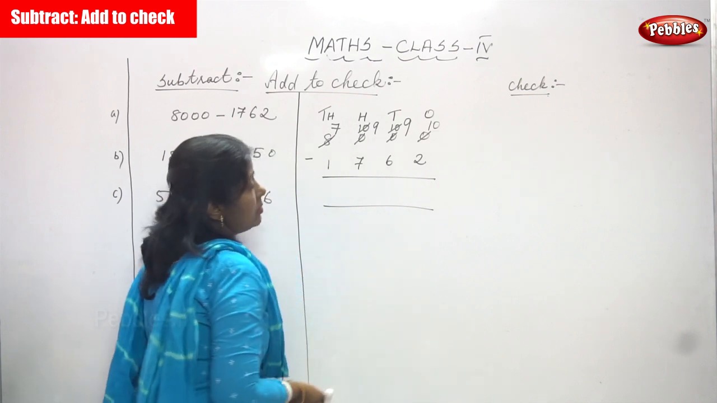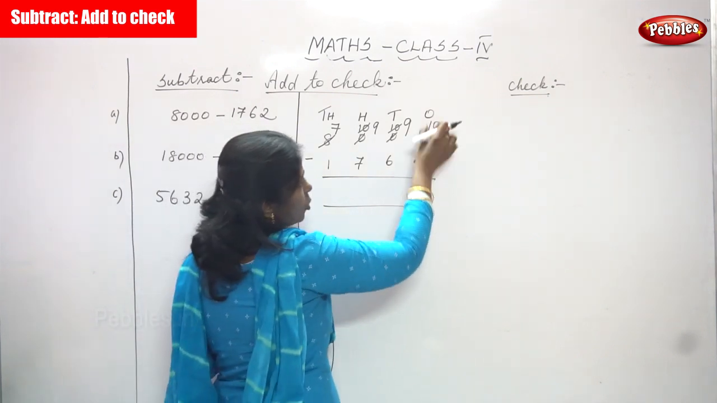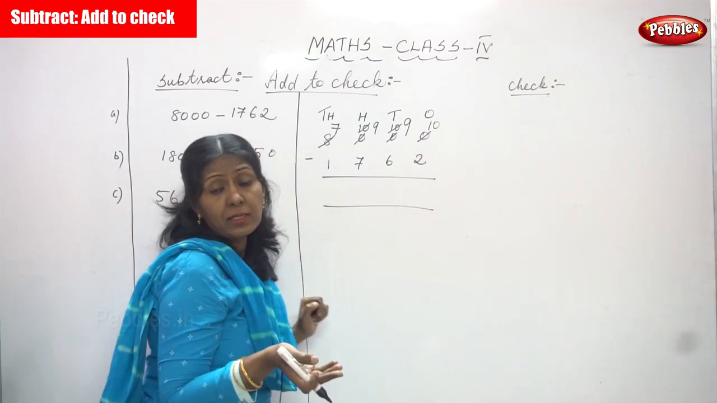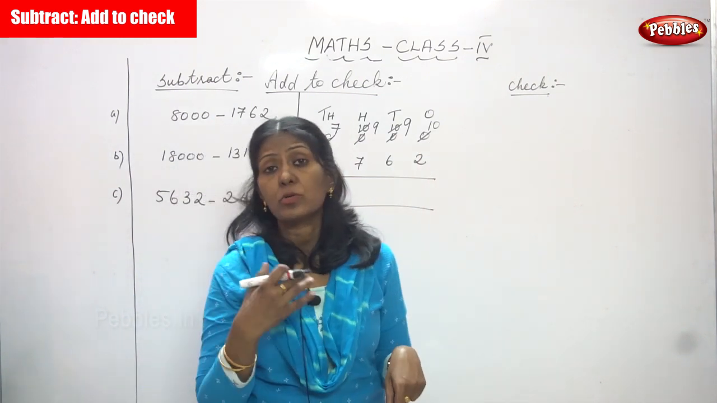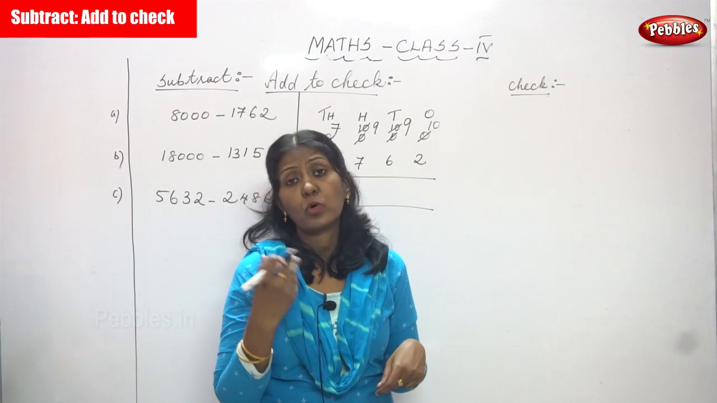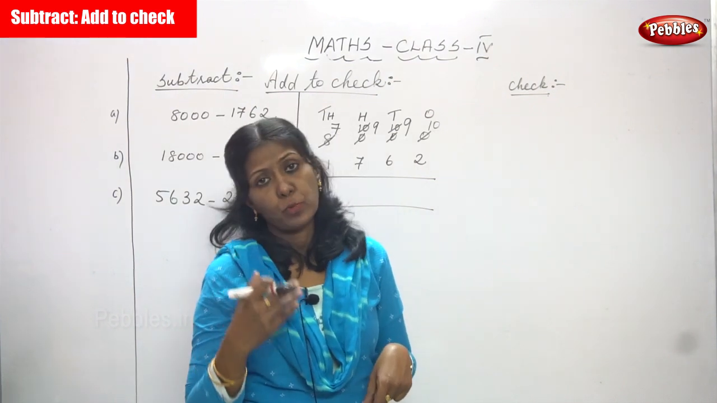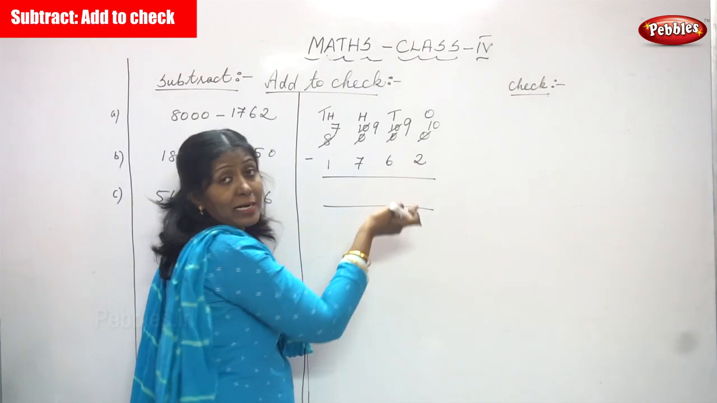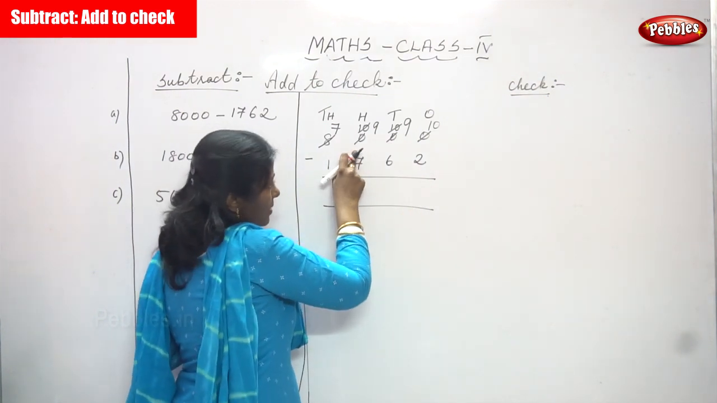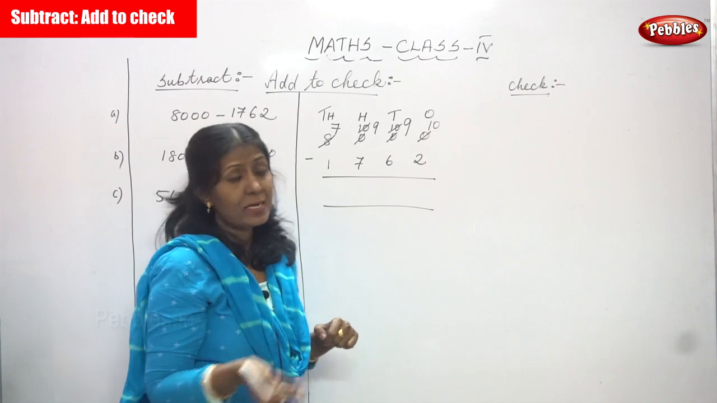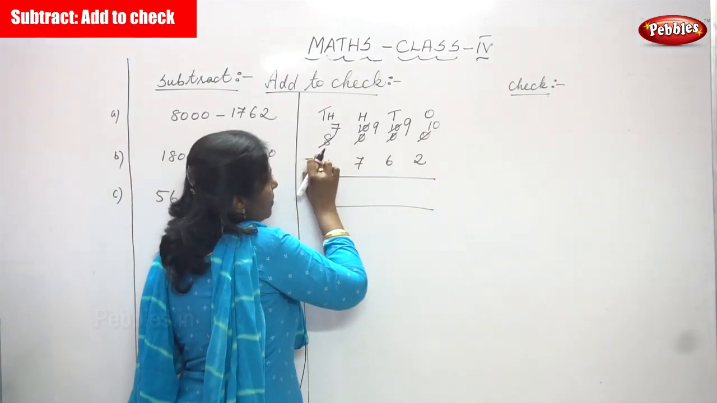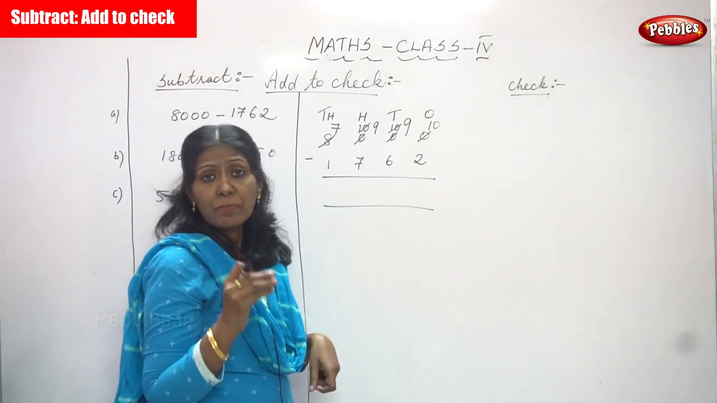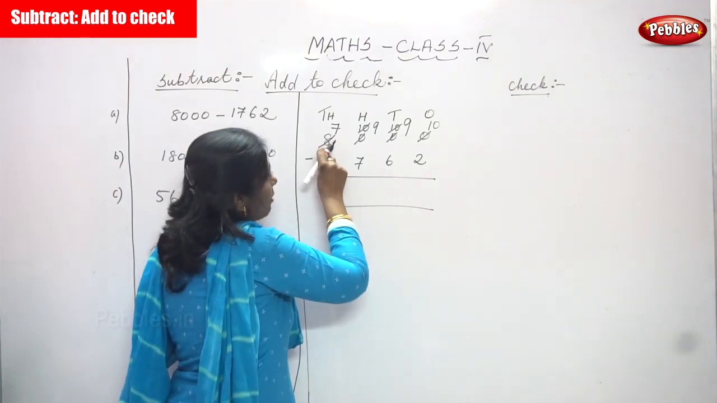So now you have to write everything. I'll repeat once again. First, what is the number? So ones place you have to concentrate. So 0 minus 2, it is not possible to subtract, so not enough to subtract. So you have to borrow from the tens place. Tens place is naturally 0, so you can't subtract. So you go to the 100 place. It is also 0, you can't subtract. So you go to the thousands place. What is the number in the thousands place? 8. So you have to borrow 1.